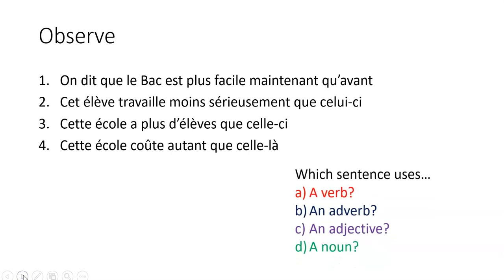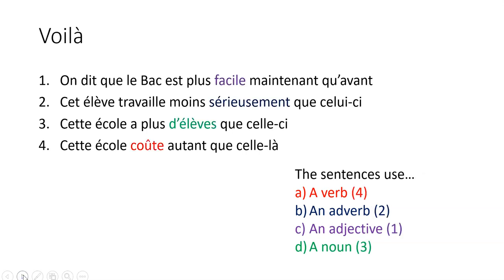So have a quick look at these four sentences, and try to define which sentence uses a verb, an adverb, an adjective, and a noun. So take a couple of seconds, maybe now, to look at these sentences and try to see which ones of the four sentences use a verb, an adverb, an adjective, a noun. You can pause if you want to, but I'm going to continue. Okay, so there we go.